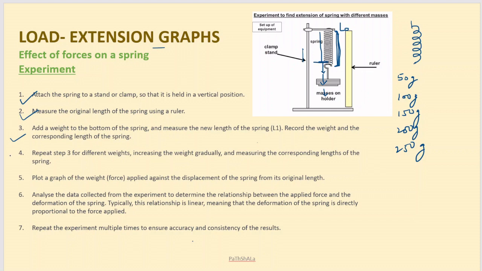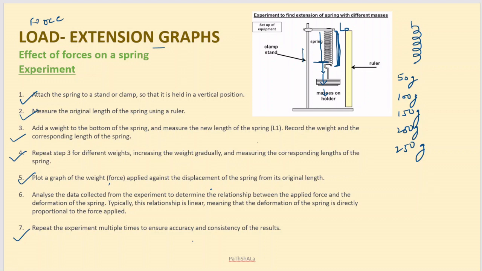We will keep on repeating this step for different weights, as I said, 50, 100, 150 and so on. Then we will plot a graph to see how the force and the displacement of the spring from its original length, that is the extension, are related. Then we will analyze the data to determine the relationship between the two, the force, meaning the load, and the extension. We have to repeat this experiment multiple times to make sure that the results we get are consistent and accurate. Accuracy is very important in our results.